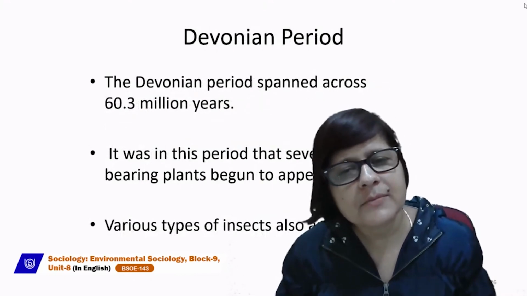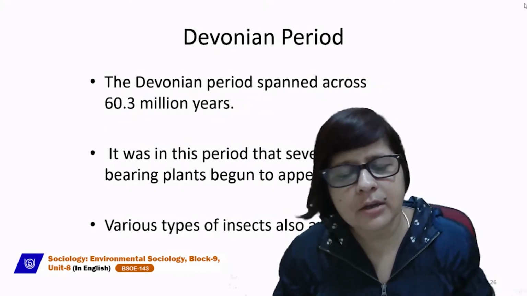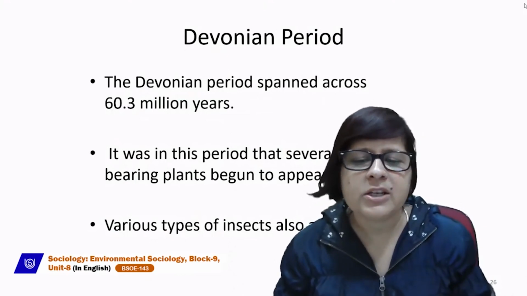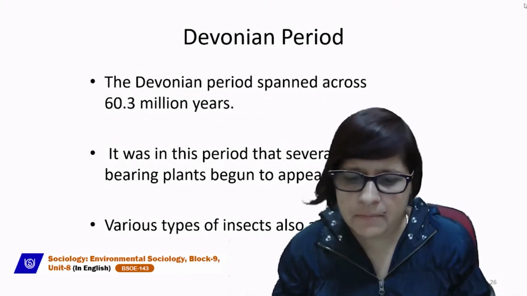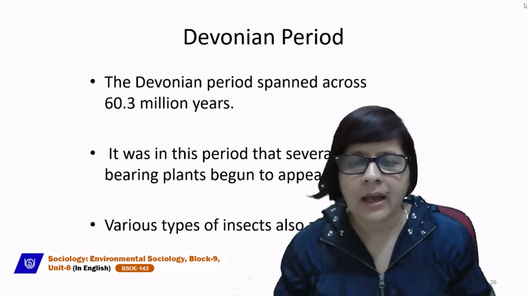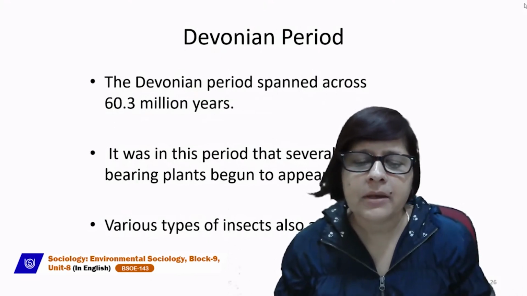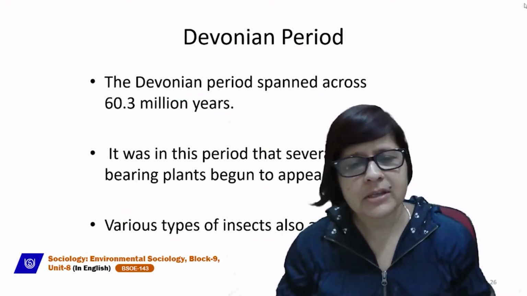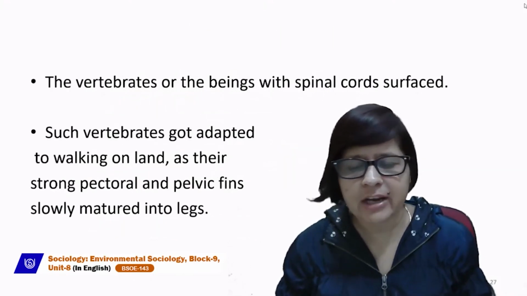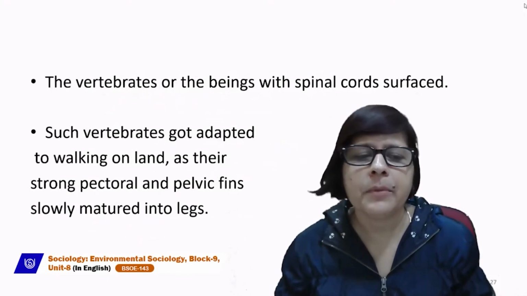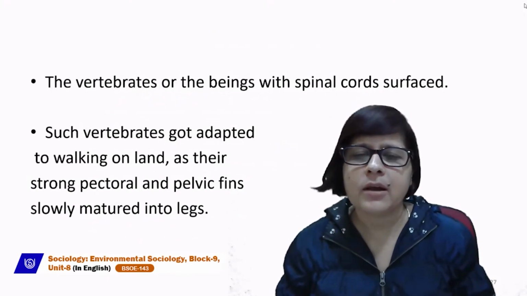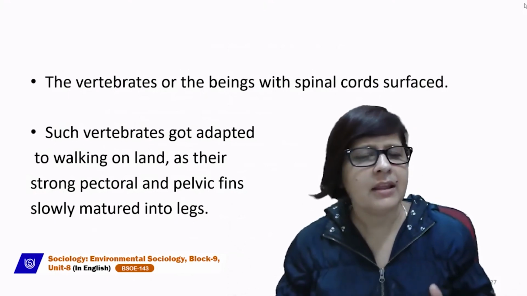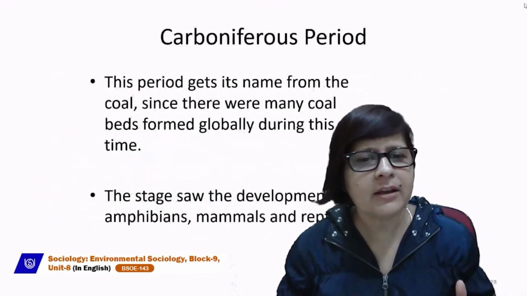Then the next is the Devonian period. During the Devonian period, plants began to appear, and various types of insects also appeared. The vertebrates with the spinal cord surfaced, and then they started walking on their legs.